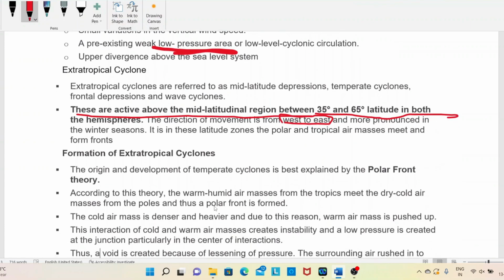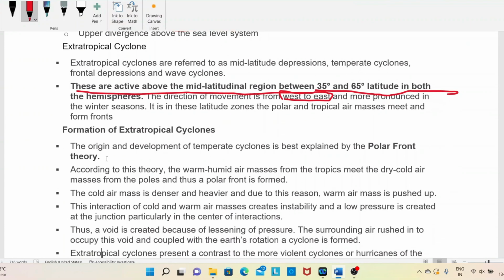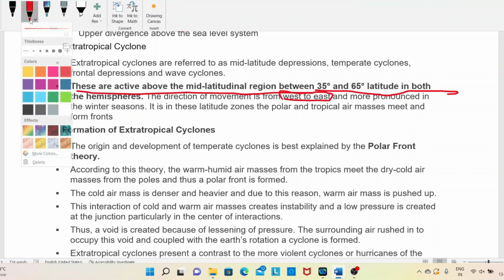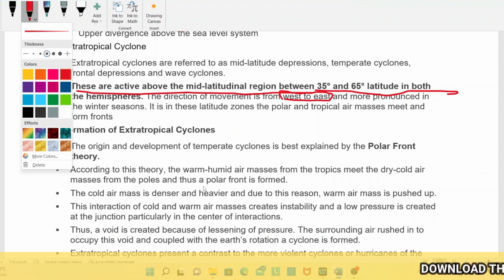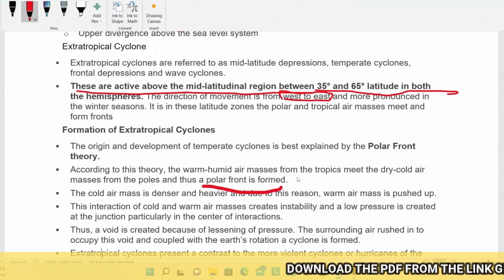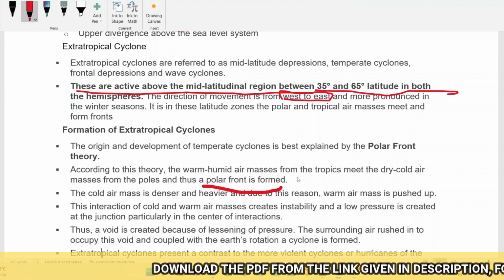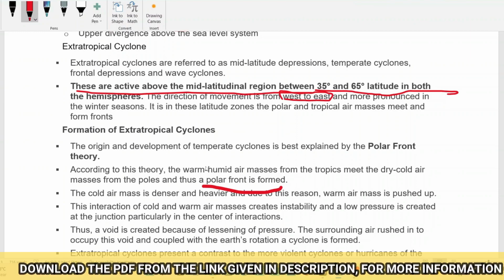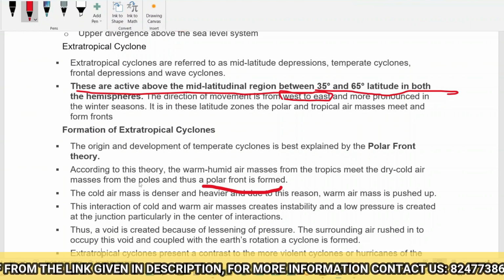Let's talk about the formation of extratropical cyclones. The origin and development of temperate cyclones is best explained by the polar front theory. According to this theory, warm humid air masses from the tropics meet the dry cold air masses from the poles, and thus the polar front is formed.